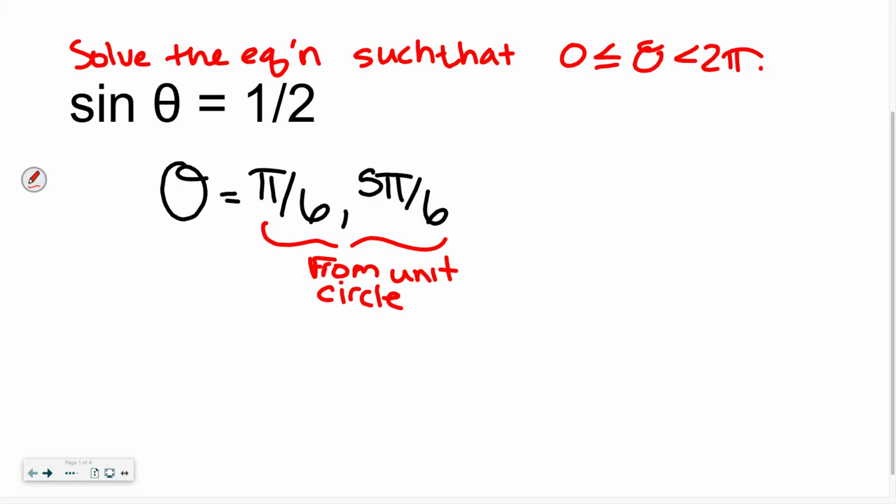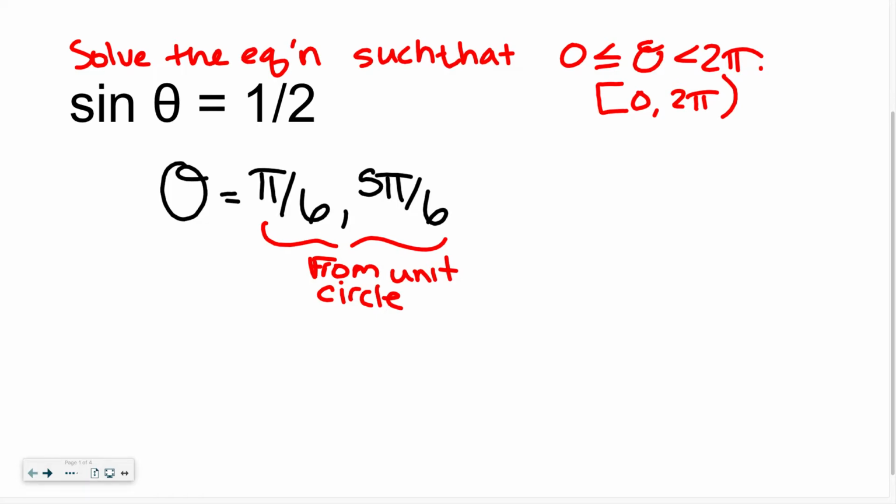Or if I said solve the equation such that theta is between 0 and pi over 2, then you would only answer pi over 6. So whatever range the directions give you, you would answer in that specific range. There will be some questions that have this same thing, or we can see it in interval notation, from 0 to 2 pi. And remember, include the 0, but not the 2 pi. So that would be the answer.